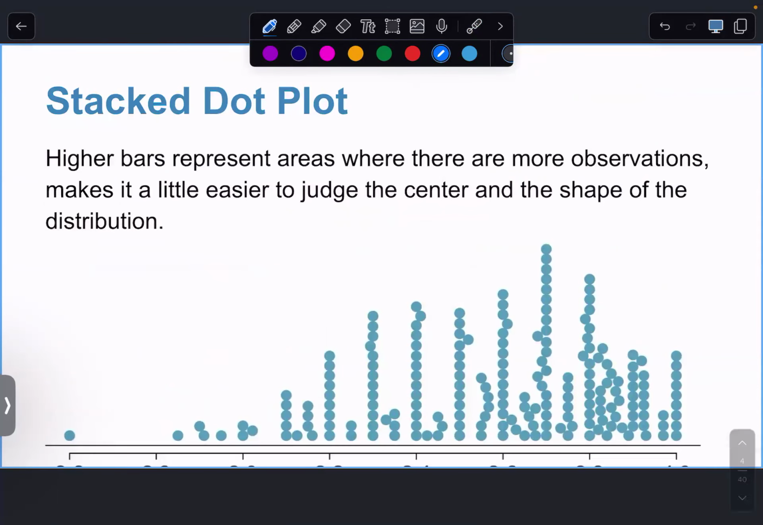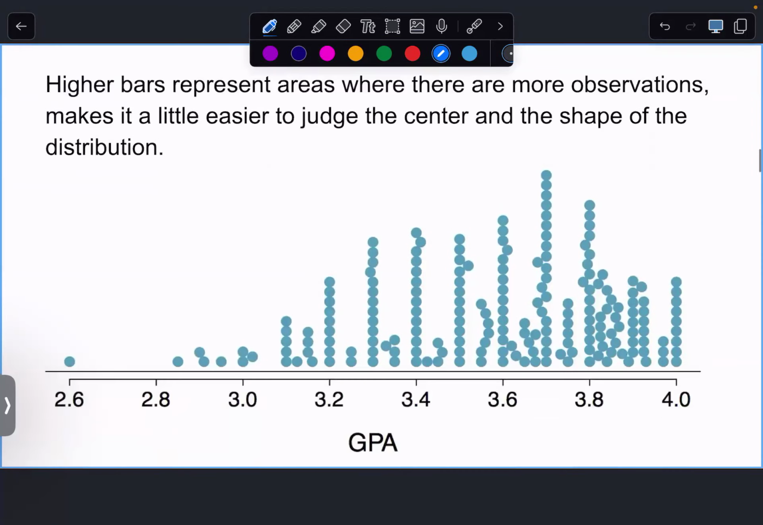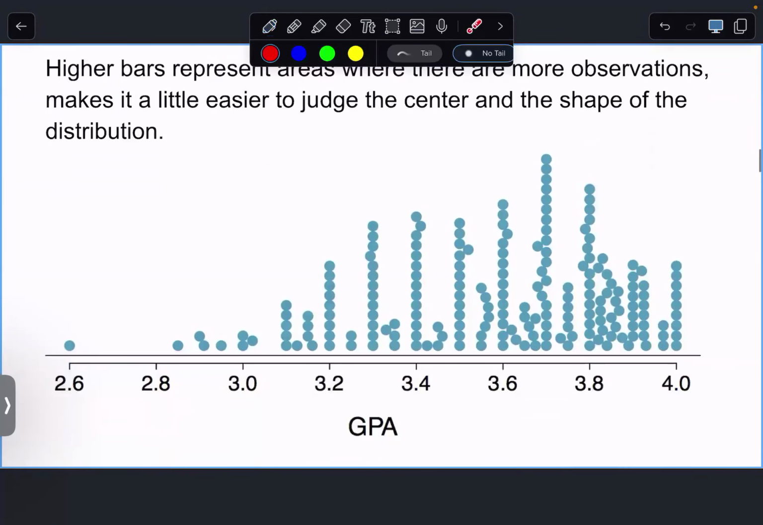Somewhat better, just a little bit better, is the stacked dot plot, which does the exact same thing, except it takes all those dots that are on top of each other and just stacks them a little bit. Like this. Now it's a little bit easier to see this distribution, right?